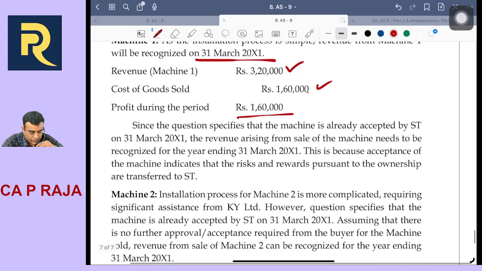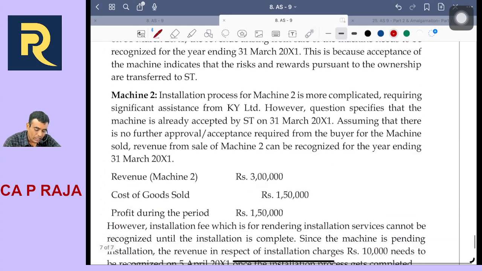Since the question is specific that the machine is already accepted by ST Limited on 31st March, the revenue arising from sale of machine needs to be recognized for the year ending 31st March 2001. This is because acceptance of the machine indicates that the risk and reward pursuant to the ownership have transferred to ST Limited. Do you all agree with me?